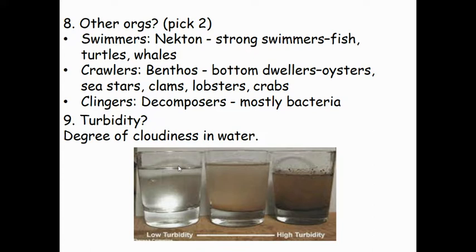Okay, a new term for you, turbidity. So the more turbid water is, the more cloudy it is. The less turbid water is, the clearer the water is. And turbidity is really important in terms of photosynthesis. So if you have aquatic plants that are on the bottom and the water is really, really cloudy, they're going to get less sunlight, so they're going to be able to produce less.